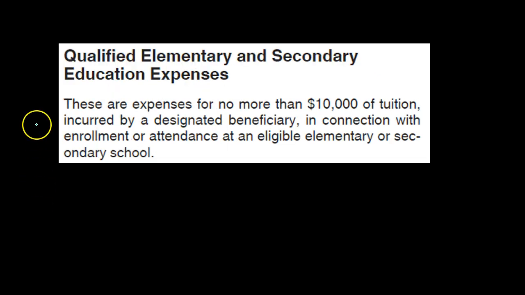Back to the text. Qualified elementary and secondary education expenses. Now we're thinking about not the post-secondary or college level, but qualified elementary and secondary education. So these are expenses for no more than $10,000 of tuition incurred by a designated beneficiary in connection with enrollment or attendance at an eligible elementary or secondary school.